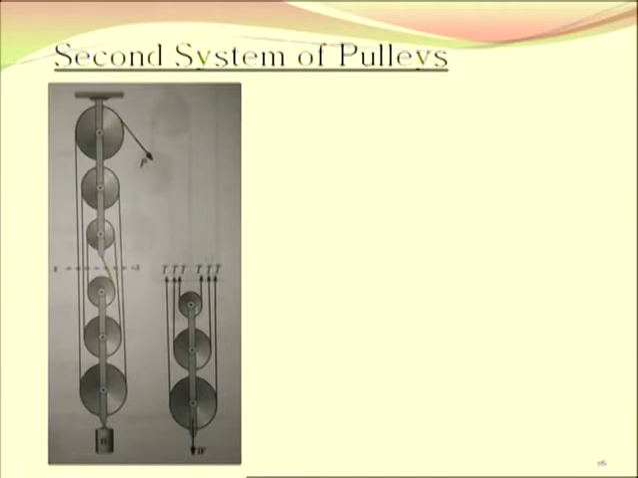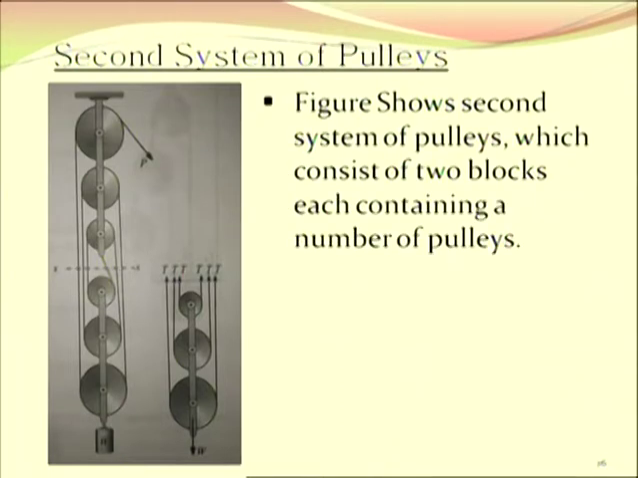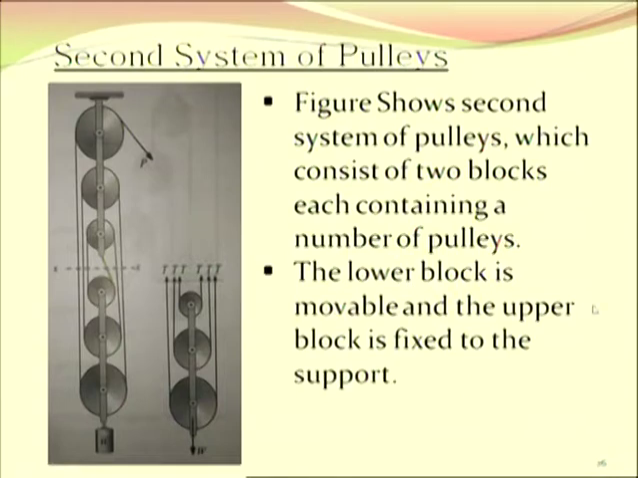Now let's see the second system of pulleys. Here in the figure, the second system of pulleys is shown. The figure shows the second system of pulleys which consists of 2 blocks, each containing a number of pulleys. So here there are an upper block and a lower block, and in each we have 3 pulleys. The lower block is movable and the upper block is fixed to the support. So here we can easily see that the upper part is tied to a fixed support, and the lower part can move as the load moves up or down.